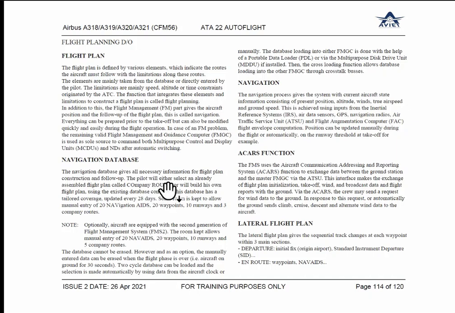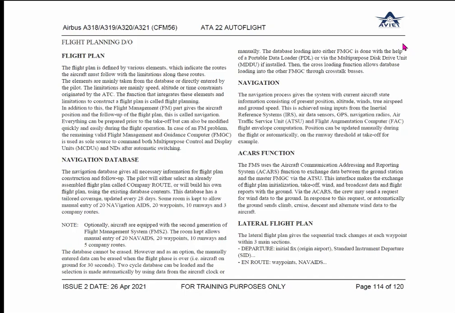and follow-up. The pilot will either select an already assembled flight plan or company route, or build his own flight plan. So the pilot can either select the pre-defined flight routes, because every company, when they are flying on a particular sector, designs the route and saves it in the flight management system, right? Airline modifiable file, or routes, something like that is the word.